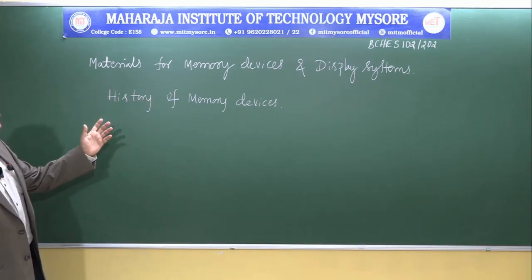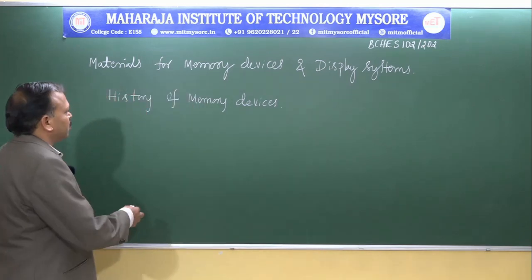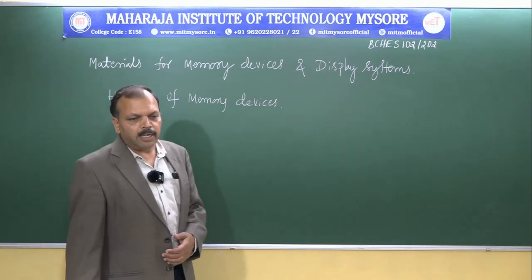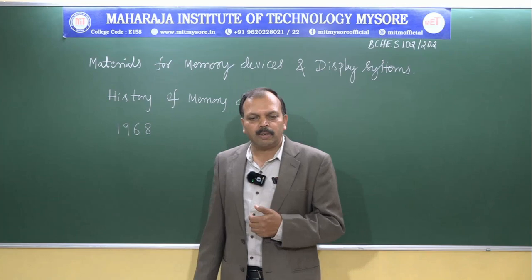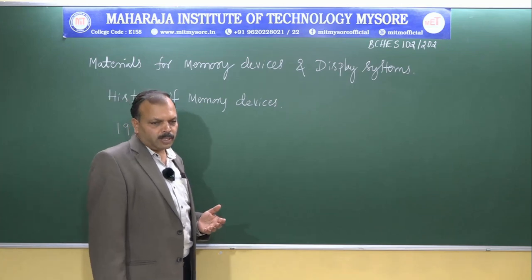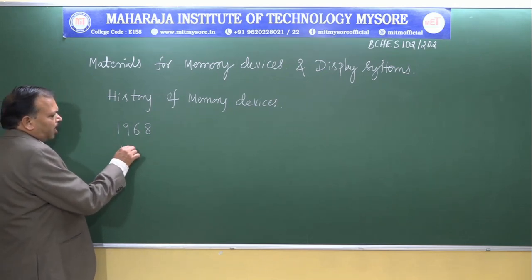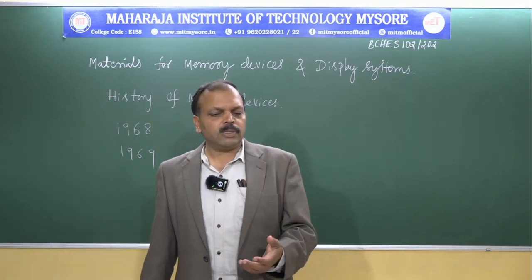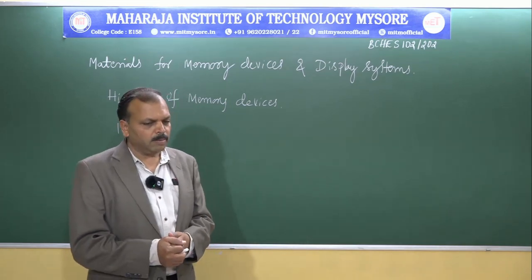Coming to the history of memory devices, how the research and application started. In the year 1968, the memory device material started from lead and polydivinyl benzene, a bistable electrical switching device as an information storage device. Continuing in 1969, tyrosine films sandwiched between metal electrodes played an important role as a memory device material.